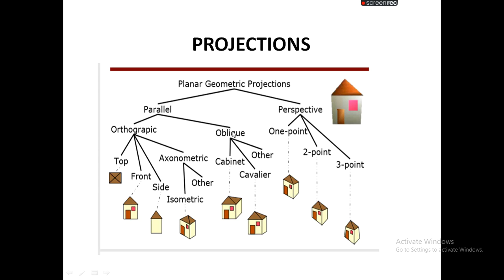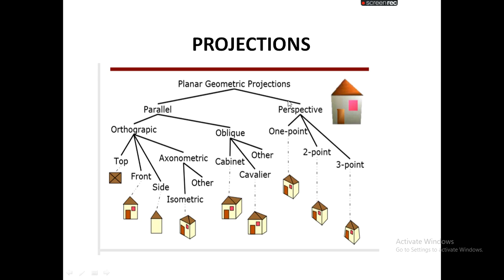If you see oblique projections, again we have various types, like the cabinet and the cavalier, and other types of oblique projections are there in computer graphics. So this is nothing but the first classification with respect to parallel projections.